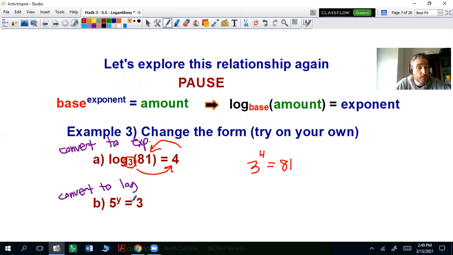All right, part B, since there's a variable, you can't really check that in your calculator, but we want to write it as a log. So we'll say log. Base is 5, so that's going to be the subscript. In the parentheses, it's going to be 3. And we set it equal to your exponent. So remember, your exponent in log form goes on the other side of the equation. So log base 5 of 3 equals y.